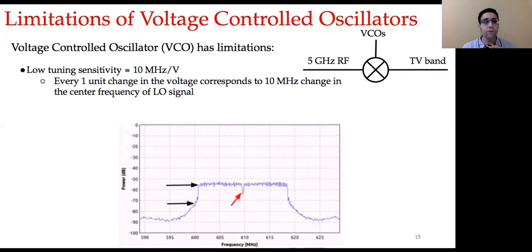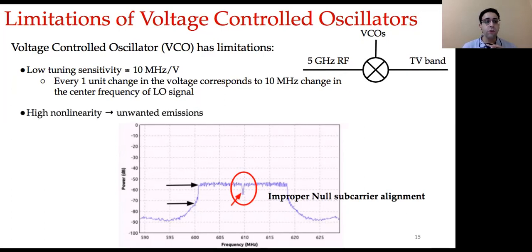This is a screenshot from a spectrum analyzer for a down-converted signal using an 11ac card and a voltage-controlled oscillator. The target frequency here should be 610 MHz. However, as we observe in that figure, the null subcarrier component is not well aligned, and that would create a severe adjacent channel interference problem. Second, voltage-controlled oscillators produce unwanted emissions, and that reduces the quality of the down-converted signal. In the same experiment, we observed the SNR value of the down-converted signal was 5 dB less than the original RF signal.